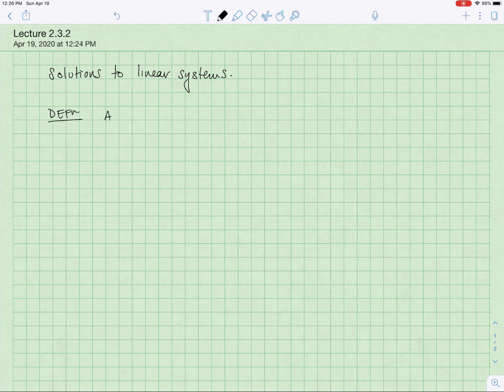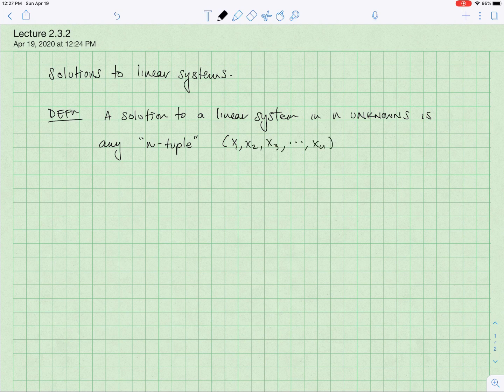A solution to a linear system in n unknowns is any, what we call, n-tuple x1, x2, x3, dot dot dot, xn, such that all equations in the linear system are satisfied simultaneously.